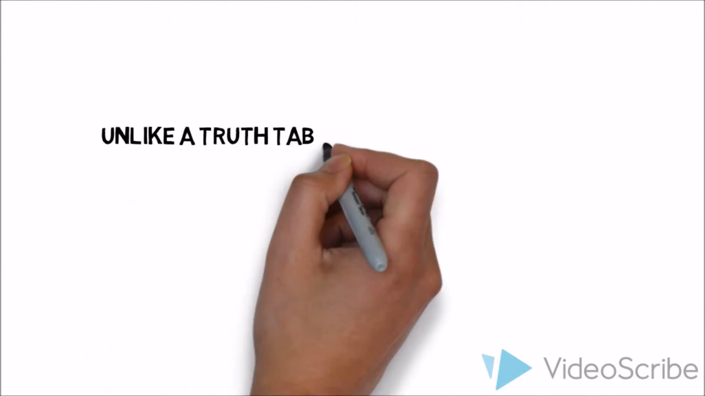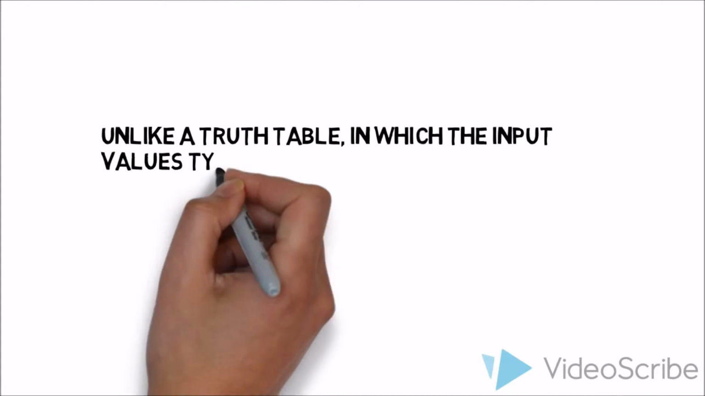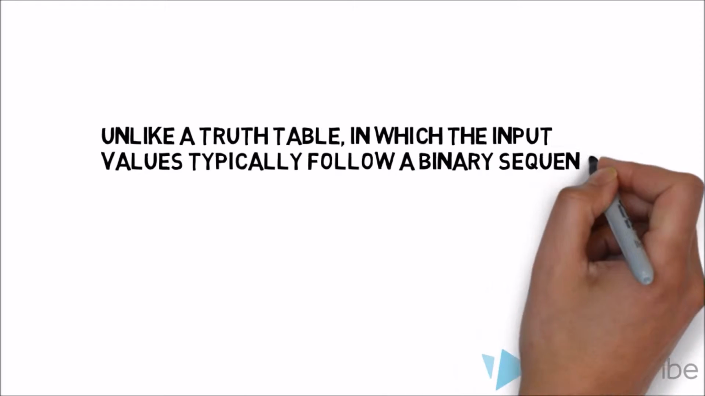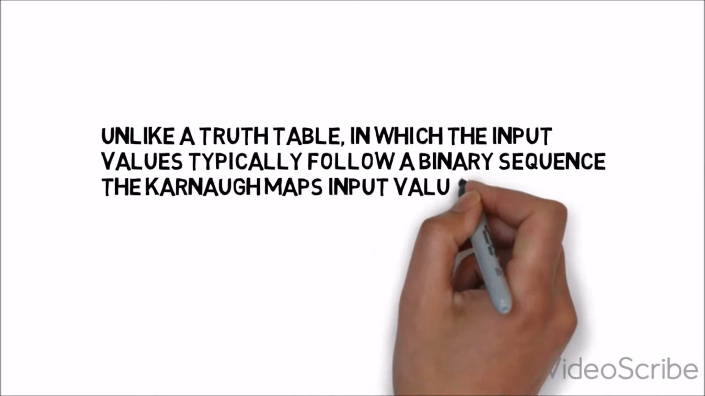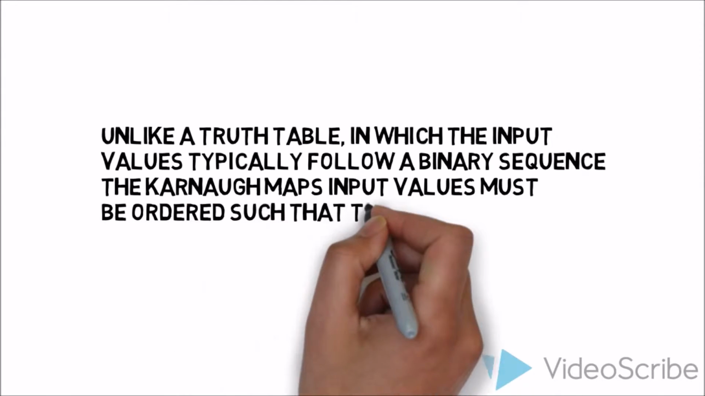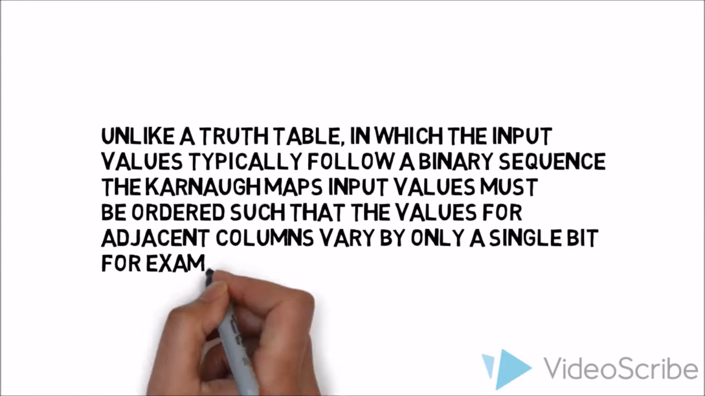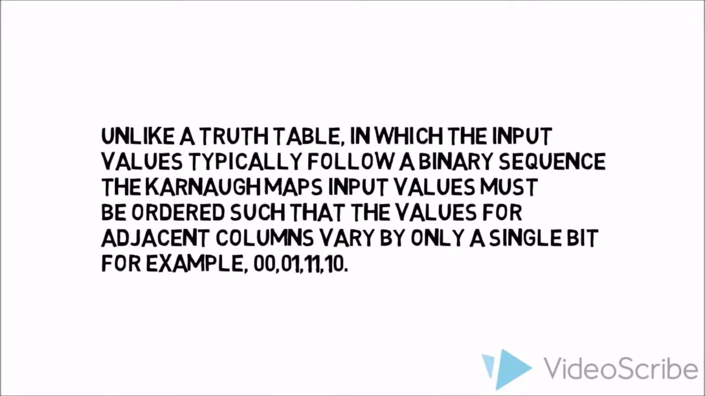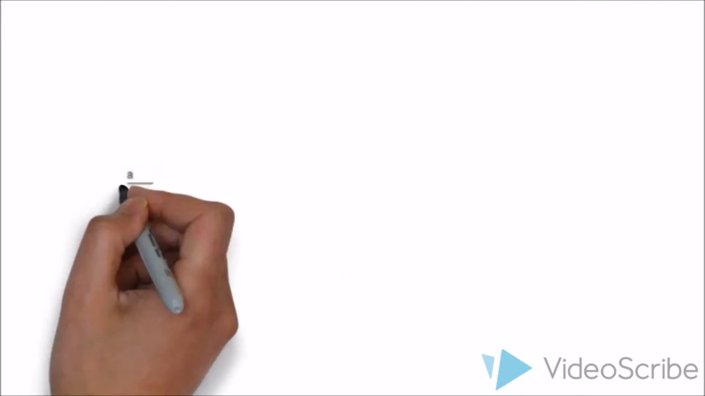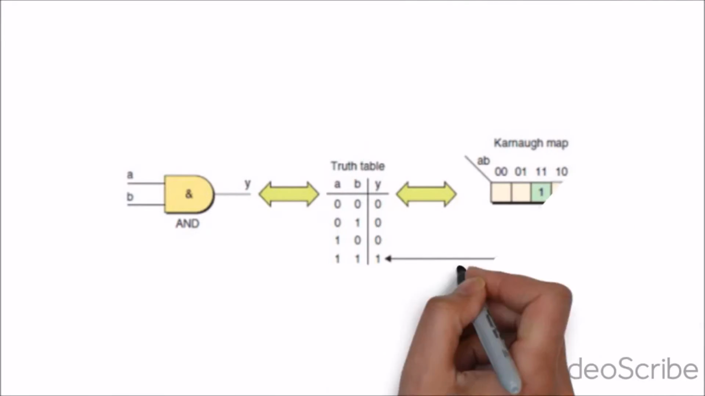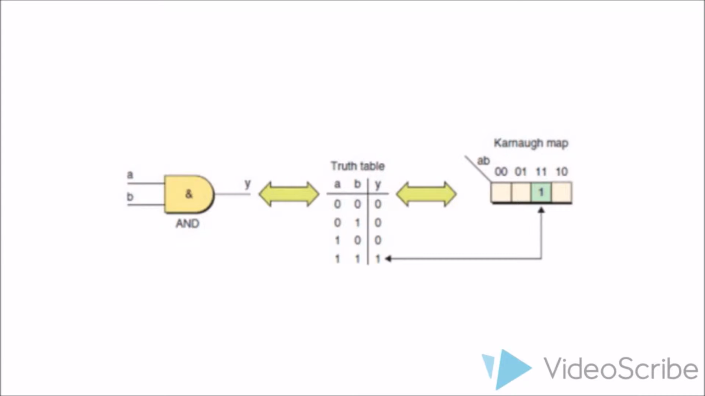Unlike a truth table, in which the input values typically follow a binary sequence, the Karnaugh map's input values must be ordered such that the values for adjacent columns vary by only a single bit, for example 00, 01, 11, and 10. This ordering is known as a Gray code, and it is the key factor with regard to the way in which Karnaugh maps work.